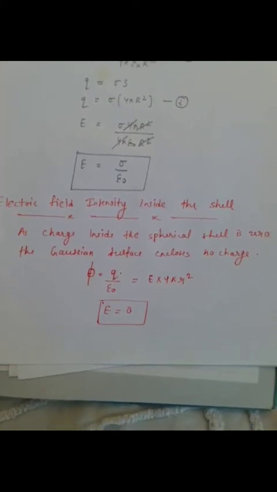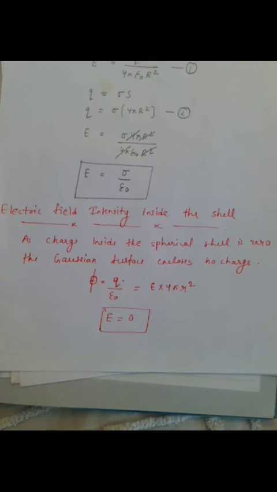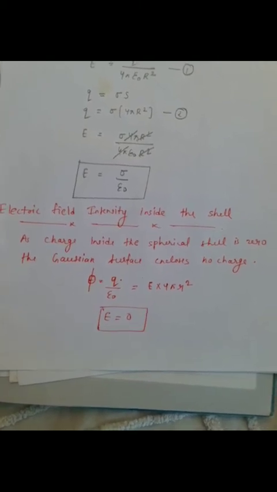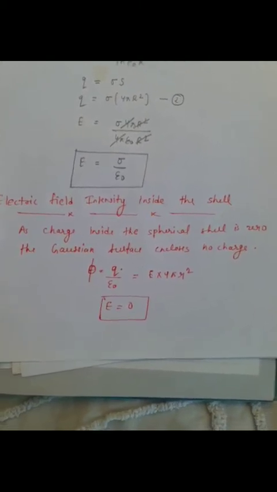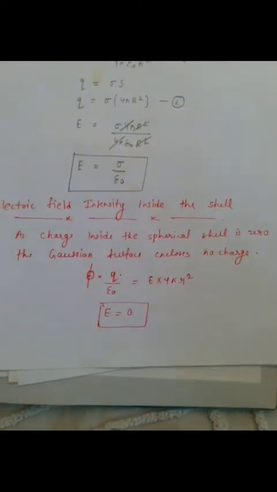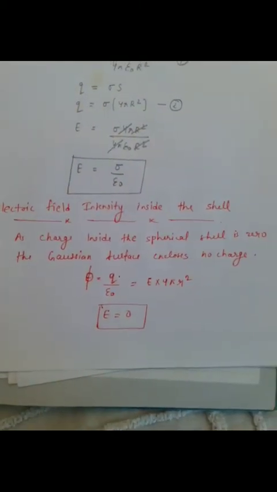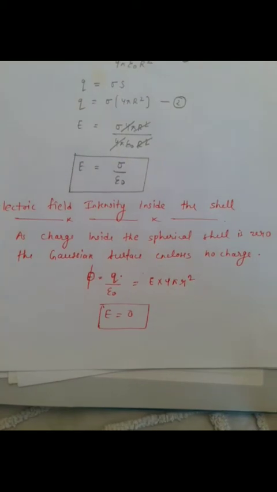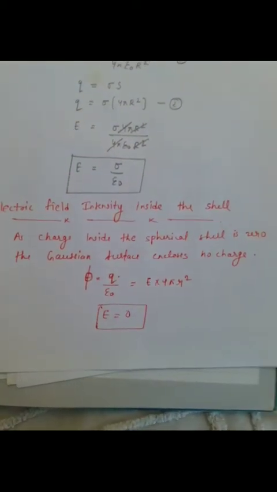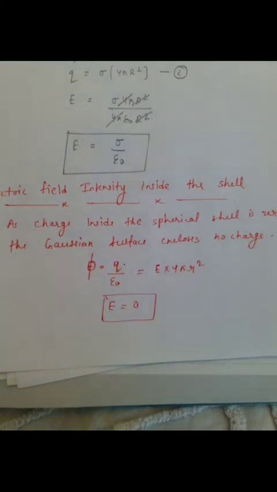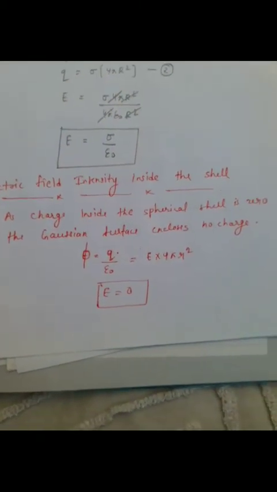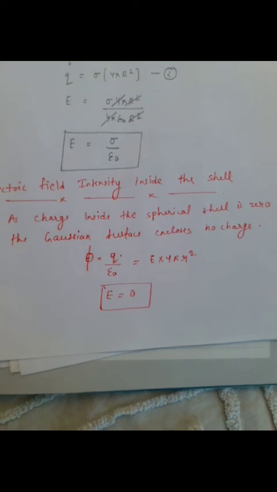Okay, the last topic for this shell is the electric field intensity inside the shell. See, inside the shell there is no charge enclosed inside the Gaussian surface. Just remember one thing, okay? Inside the Gaussian surface there is no charge. Okay, all the charge resides outside the surface.